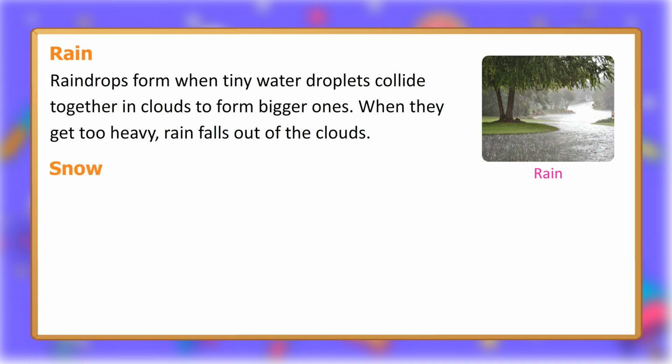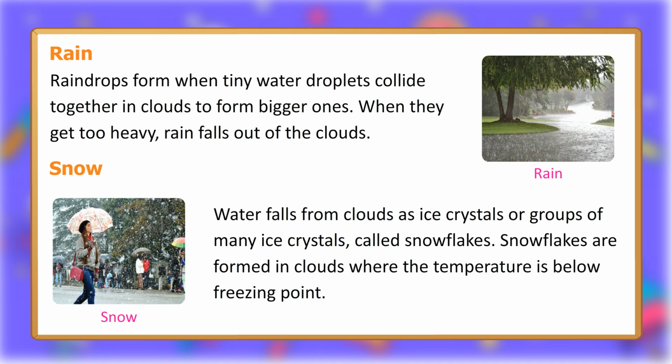Rain. Snow. Water falls from clouds as ice crystals or groups of many ice crystals, called snowflakes. Snowflakes are formed in clouds where the temperature is below freezing point. Snow. Sleet and freezing rain.